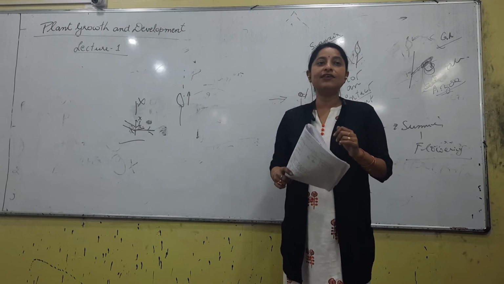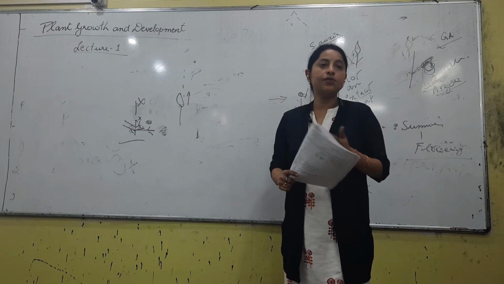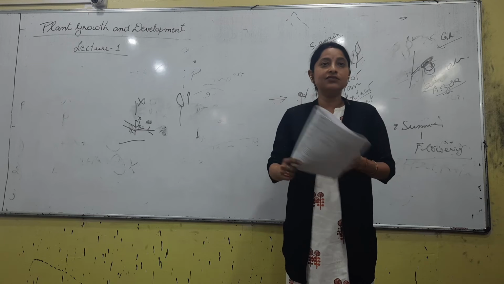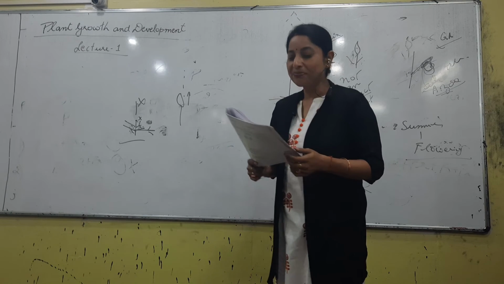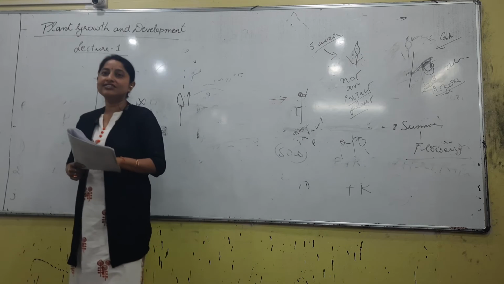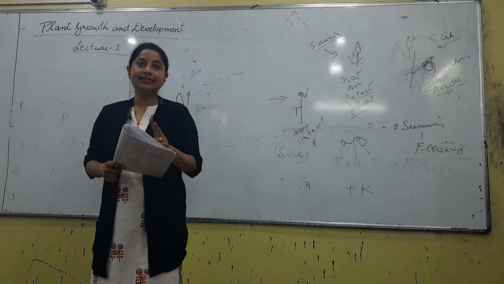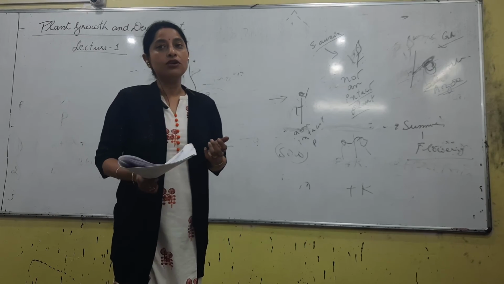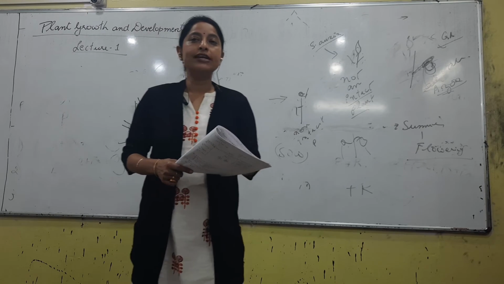The question is: identify Agent Orange. What is Agent Orange? Agent Orange is a weedicide. Which hormone? Auxin, right? 2,4-D or 2,4,5-T.